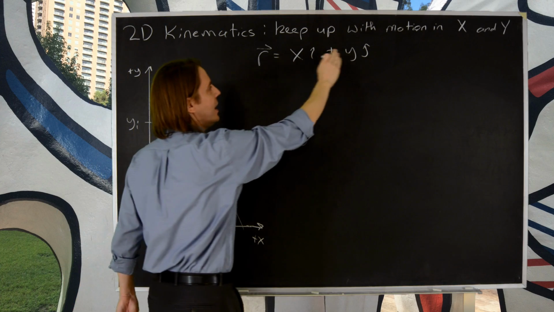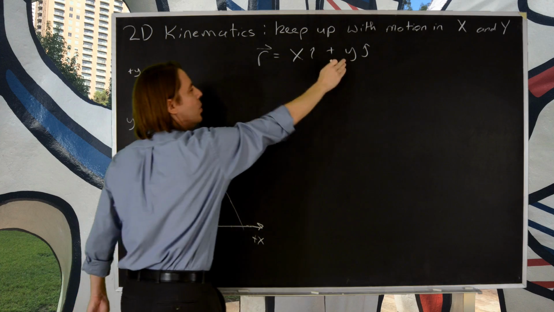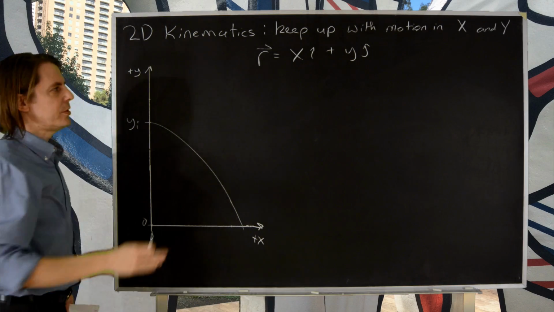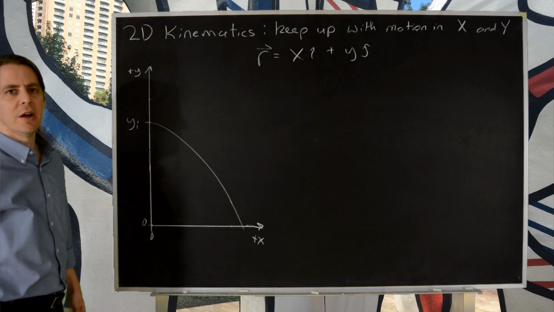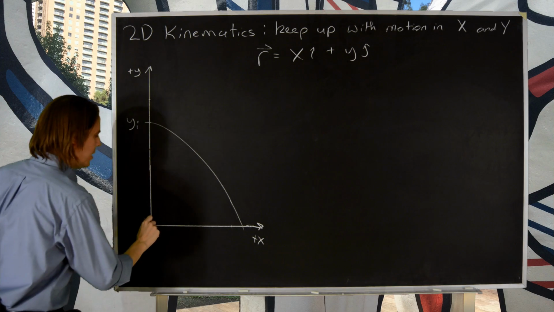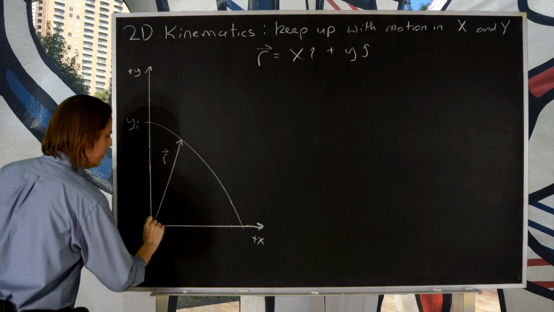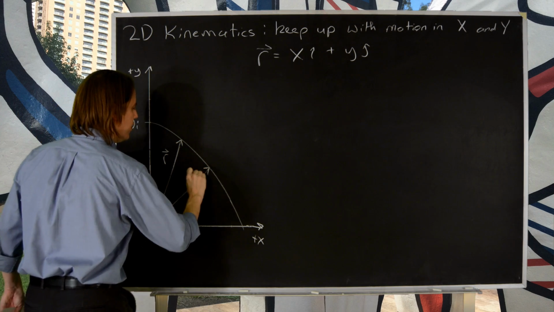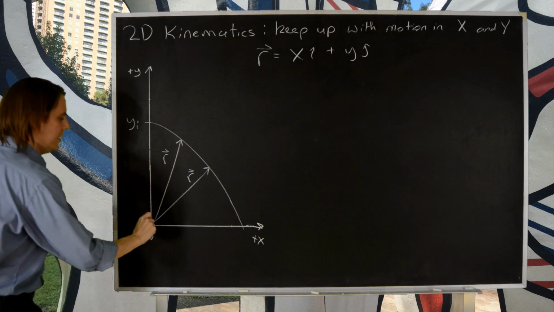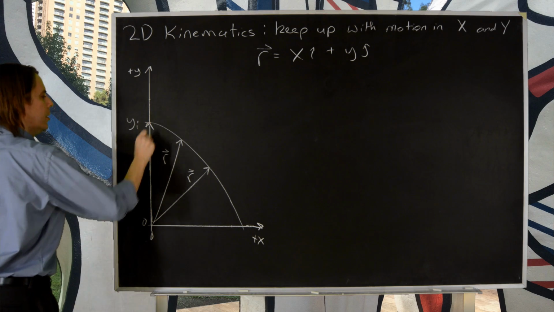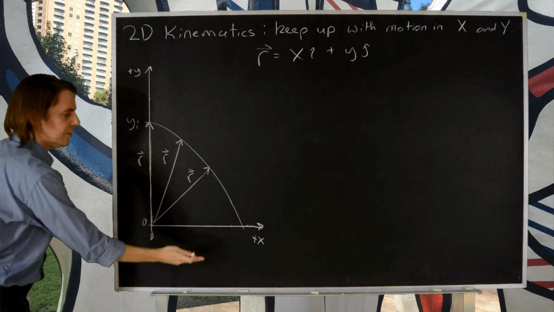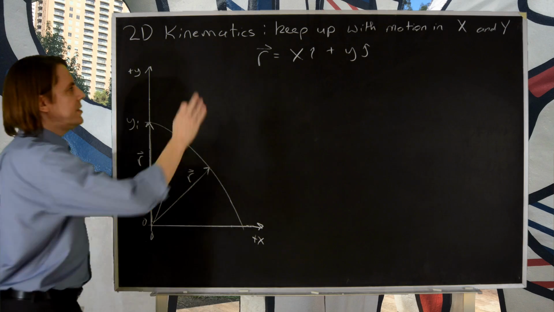x position i hat, y position j hat. But that x and y, those are functions of time. Those would describe how those positions change in time. And the r vector, if you wanted to draw it, would just change in time. There's the r vector at one point in time. There's the r vector at a later point in time. It started out right up the y-axis like that and just came down. That's how we could start.